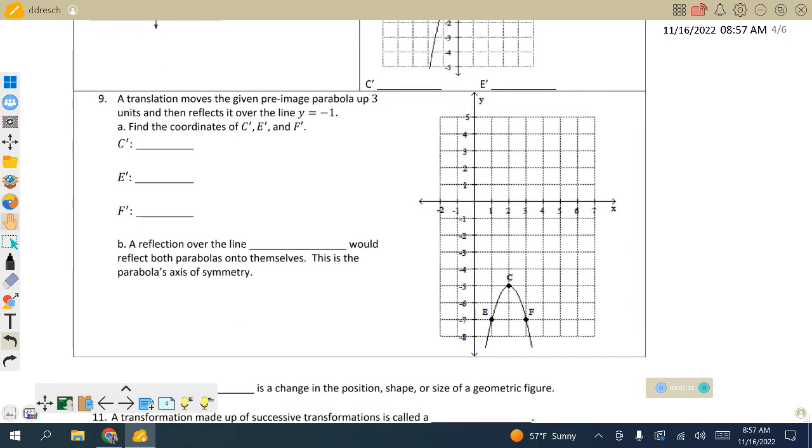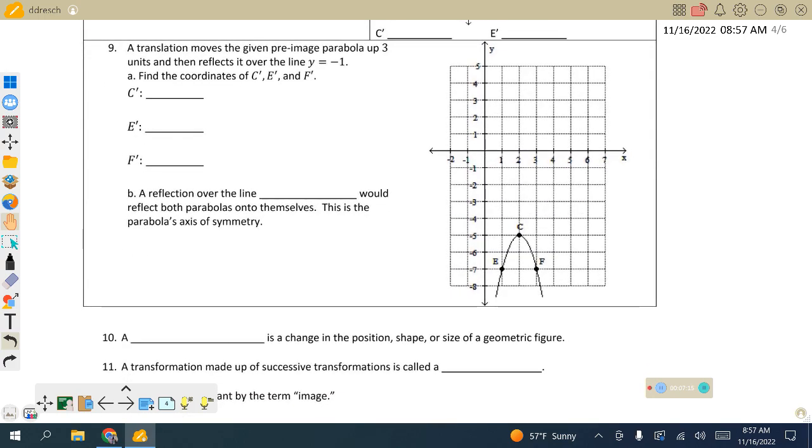The translation moves the given pre-image, so we got ourselves a parabola down here. It moves the given pre-image up 3 units, and then reflects it over the line y equals -1. Then find the points of C prime, E prime, F prime. So usually when we ask that type of question, we have two things happening, right? A translation and then a reflection. What we're usually looking for is the coordinates of that final image.